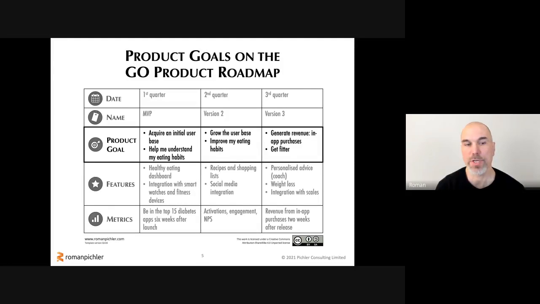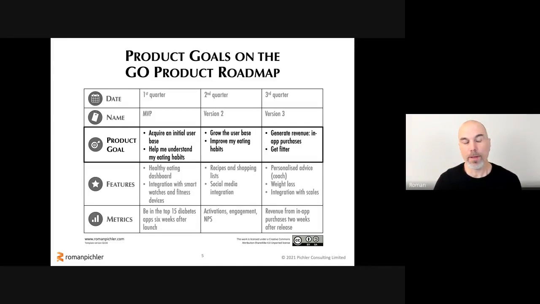So that'd be my suggestion, that if you use product goals in the sense that I've suggested here, that you ensure that they are specific, and again, that you can tell if you've met the goal or not, so that they are measurable.